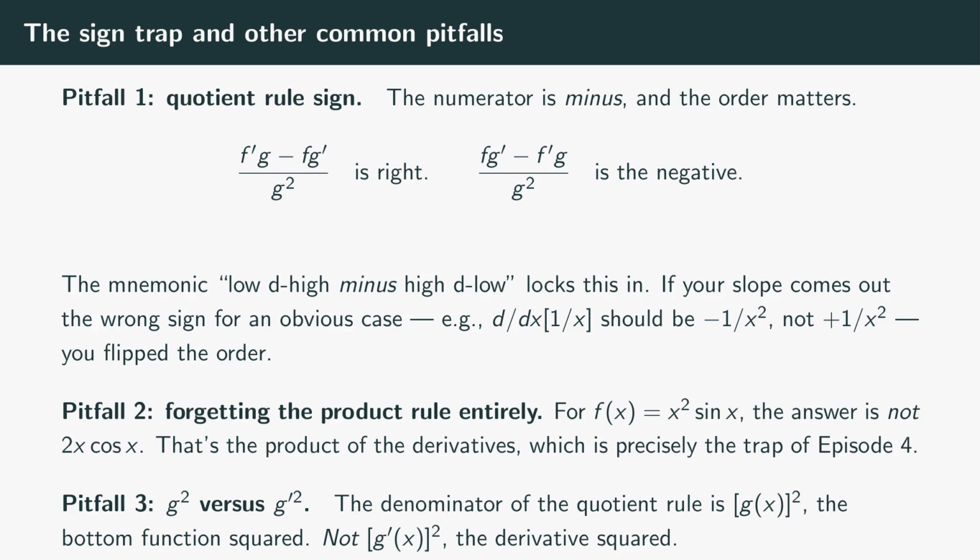Pitfall 4. Less catastrophic but still costly. The rule produces a correct but often ugly expression. Simplify. Combine like terms. Factor common factors. Your grader, your future self, and every later step in the problem will thank you.